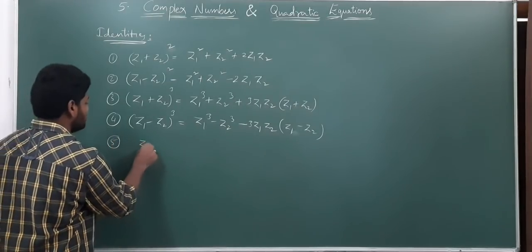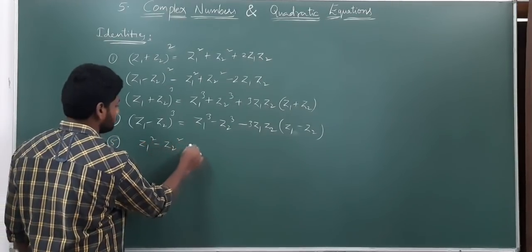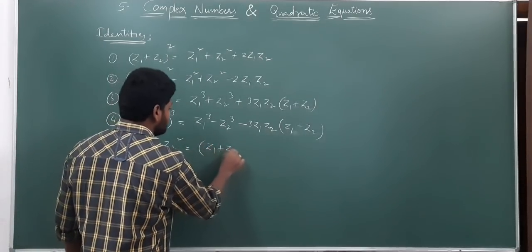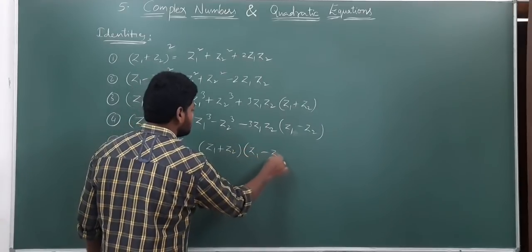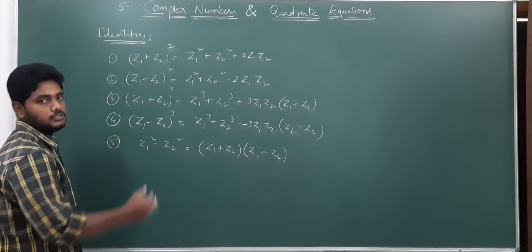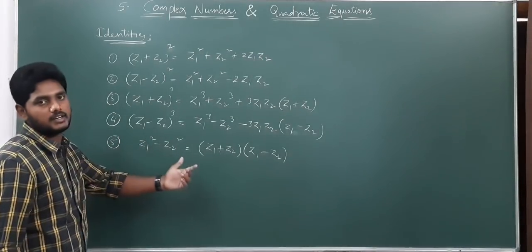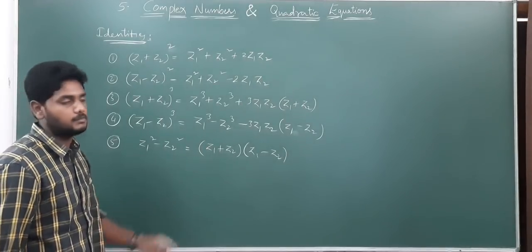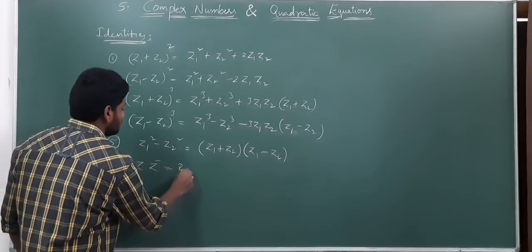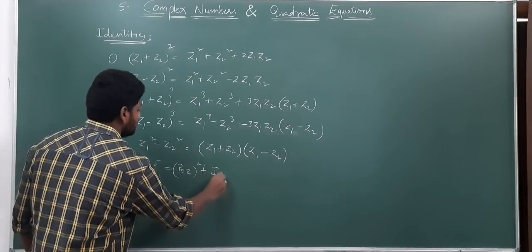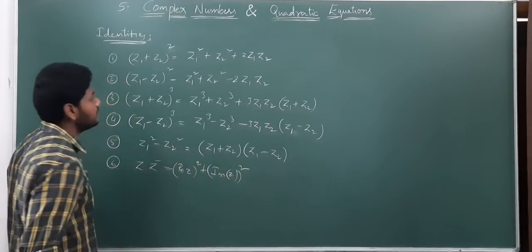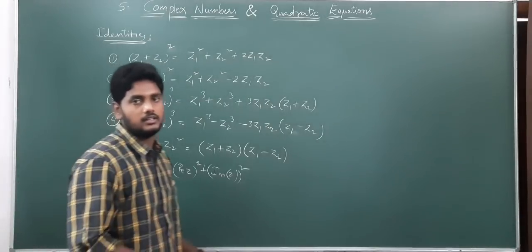Another formula: z1 square minus z2 square is z1 plus z2 into z1 minus z2, right? But remember that z into z bar is equal to real part of z whole square plus imaginary part of z whole square. That also I will write. So z into z bar is equal to real part of z whole square plus imaginary part of z whole square. These are some of the identities which will be useful to solve the first exercise.